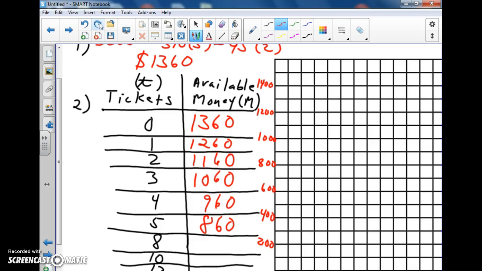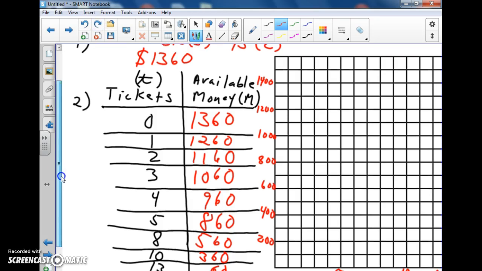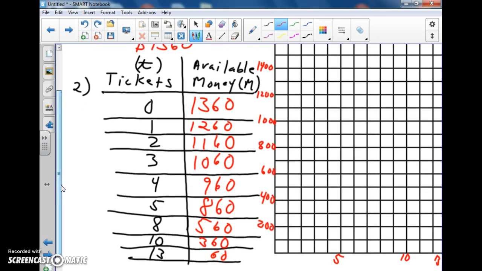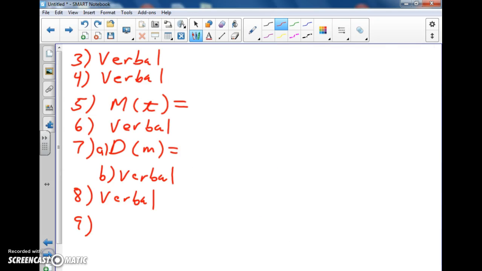And 8 tickets, $560. And 10 tickets, $360. Yeah, there are gaps in this. And then how about 13 tickets? $60. Okay, fine. Now we're on to number 3.